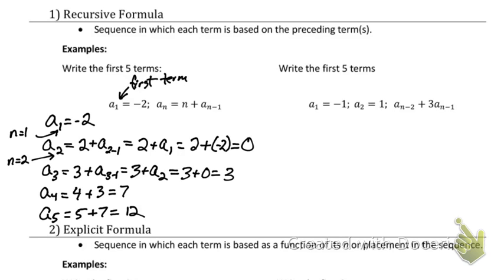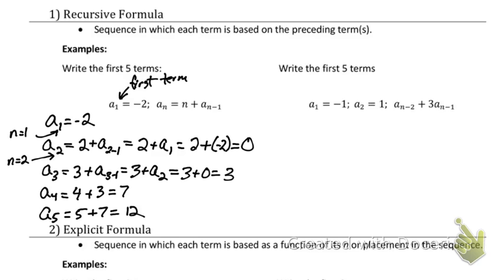So if you know what this means in plain English, you can almost just do the steps in your head. Go, okay, it's just wherever this n is plus the term before it. So a sub 3 is going to be 3 plus whatever came before it, which was that 0.